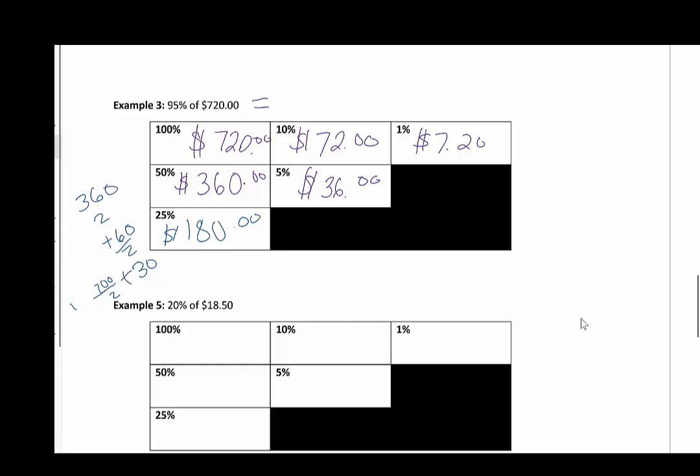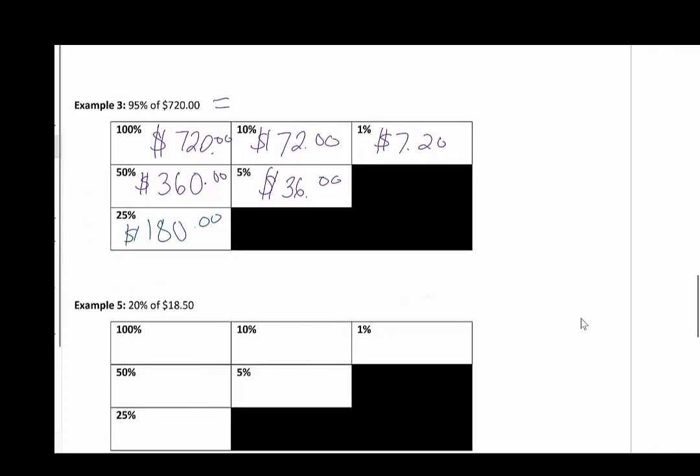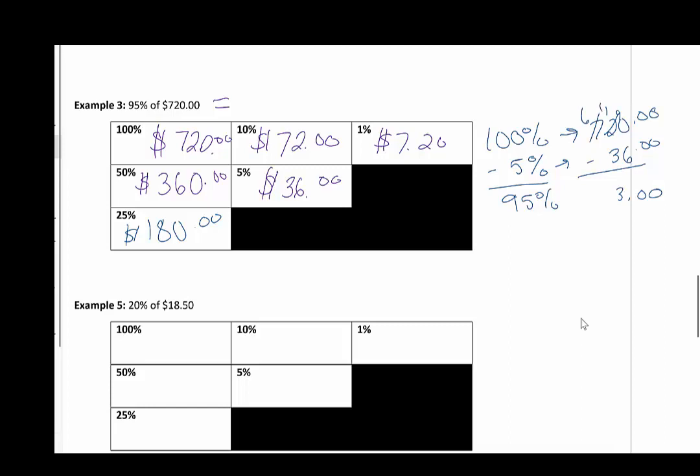Alrighty. Now, we're not done with our question yet. We still need to find 95%. Alright, 95%. Well, I could add up to 95%, but I think what would be faster would be subtracting 5% from 100%. 100% is $720, and 5% is $36. And if we subtract these, 0, 0. I can't take 6 from 0, so I've got to borrow. 9 minus 6 is 3. I have to borrow from here. 11 minus 3 is 8. So that'd be $683. That would be my answer.